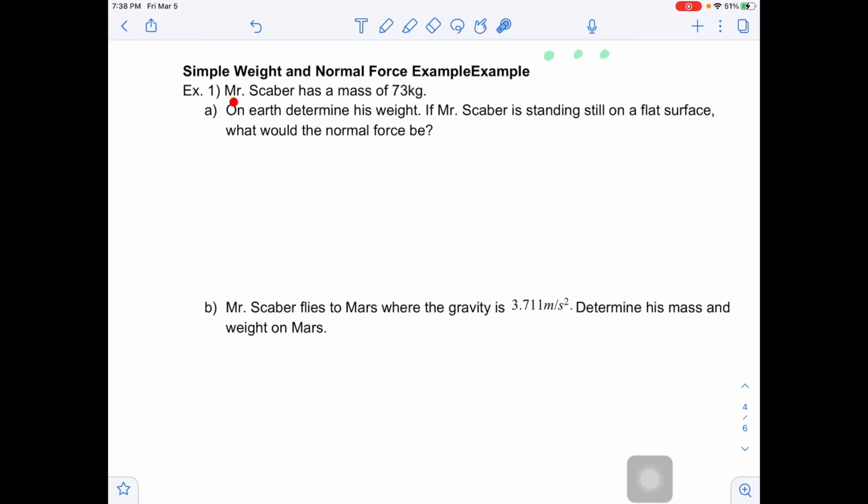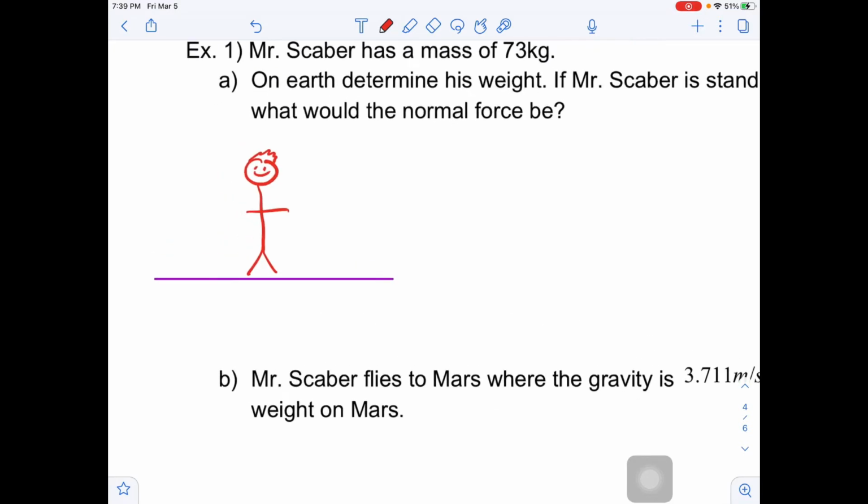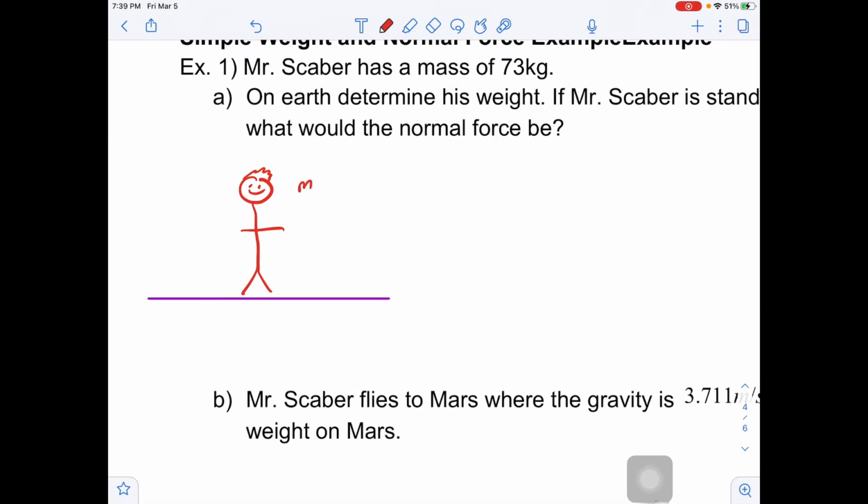So example 1, Mr. Skaber has a mass of 73 kilograms. On Earth, determine his weight. If Mr. Skaber is standing still on a flat surface, what would the normal force be? So let's just say I'm chilling on a flat surface here. So here I am. Pretty good drawing, very accurate. And we are told that my mass here, of Mr. Skaber, is 73 kilograms.